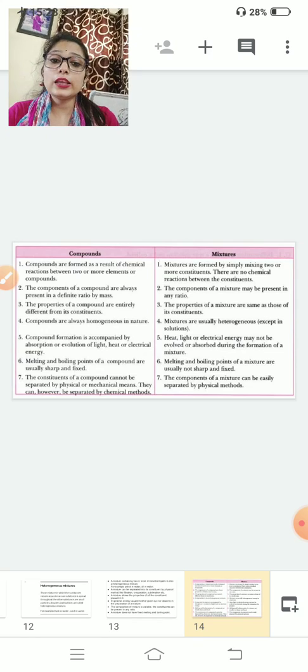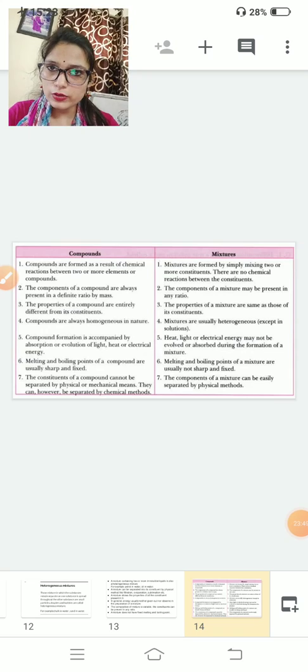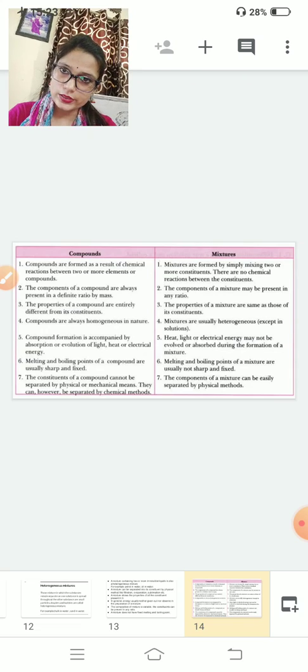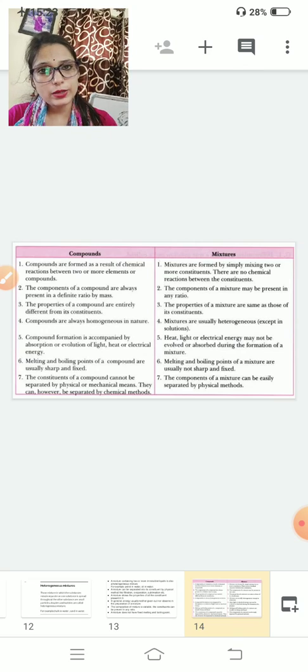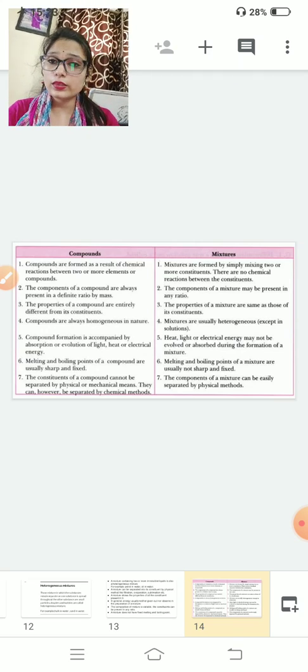I think with this, mixture and compound are clear to you. Compounds are chemically combined. Mixtures are not chemically combined. Ratios are fixed in compounds, not fixed in mixtures. You cannot separate a compound by physical methods; you can separate a mixture by physical methods. I think with this, compound and mixture are clear to you.